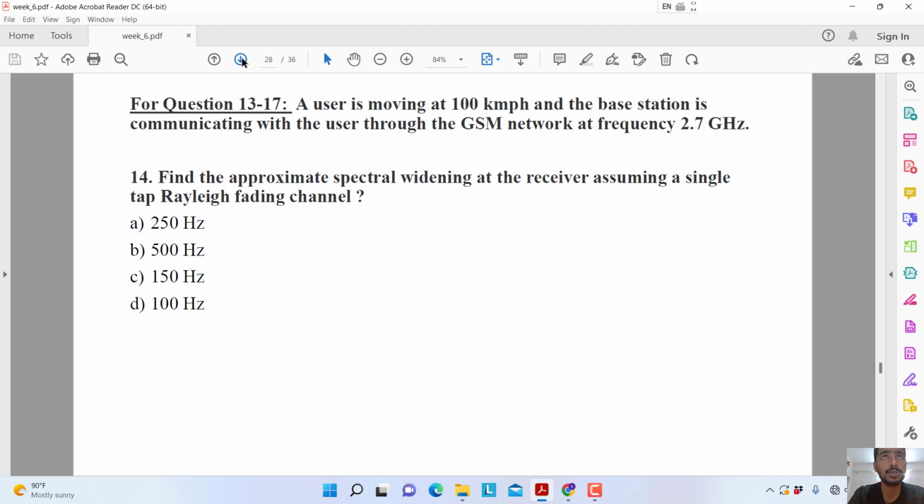Okay. The next question is also related to the previous data. The question is to find the approximate spectral broadening at the receiver assuming a single tap Rayleigh fading channel. The user is moving at 100 km per hour, and the base station is communicating with the user through a GSM network at a frequency of 2.7 GHz. Find the approximate spectral broadening at the receiver. Guys, try it.